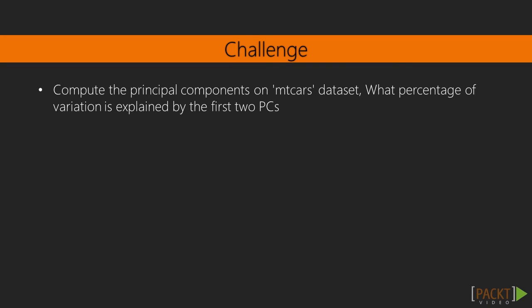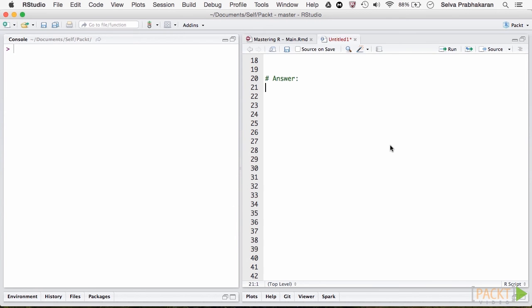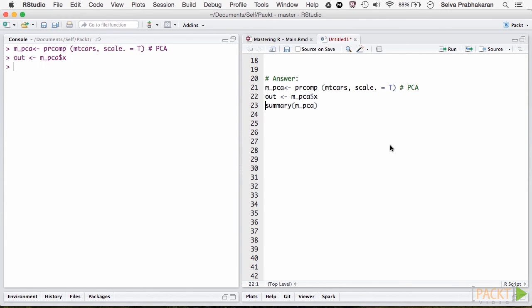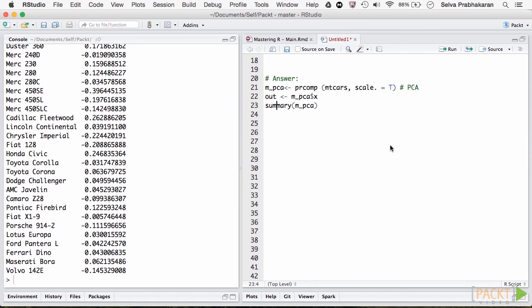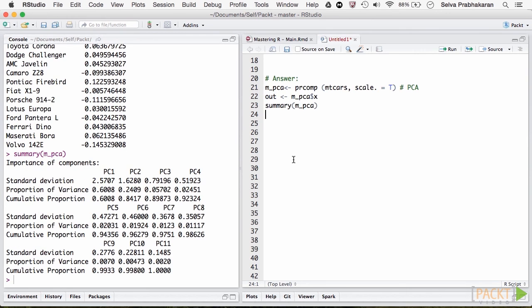As in previous sections, let's do a coding challenge. Compute the principal components on mtcars. What percentage of variation is explained by the first two PCs? Good luck. So here's my answer. So the first two principal components explain about 84.17% of the variation. Congratulations if you solved that.